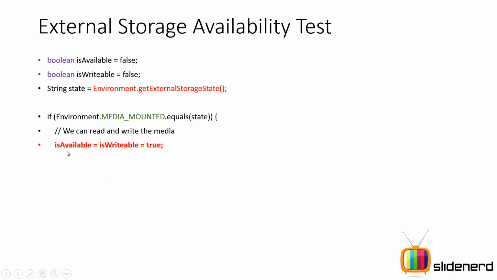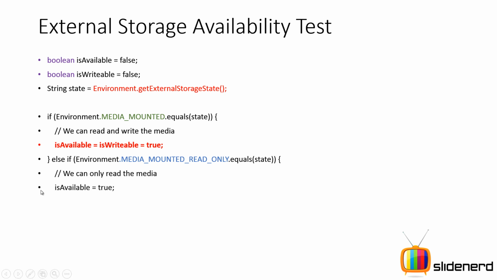Now in that case we can say that isAvailable is true and isWritable is also true, which means we can do whatever we want with the external storage we have. We can also check something like this: if Environment.MEDIA_MOUNTED_READ_ONLY.equals(state). Now there are some situations where your SD card is readable but it's not writable. Hard to describe, but then that is the case. So in this case you can say isAvailable is true but isWritable is false, which means you can try to access the data from there, but write operations are gonna probably crash your app. Hence you should refrain from doing write operations here.